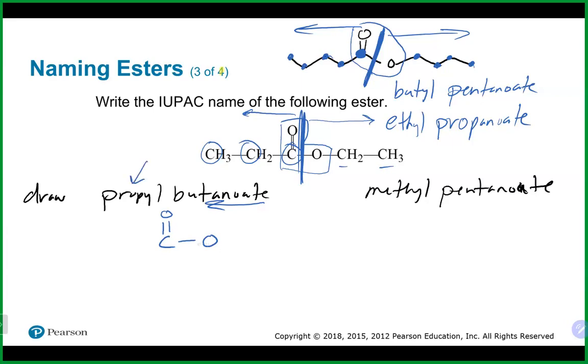And remember, the alcohol part always goes to the single bonded oxygen side. So propane is 3 carbons, so I'm going to do 3 carbons. The butane part here for the oate is the carboxylic acid part, which is 4 carbons. And the important part, though, is you already put a carbon here, right? So I actually only need 3 more here, to make sure I have the right amount.